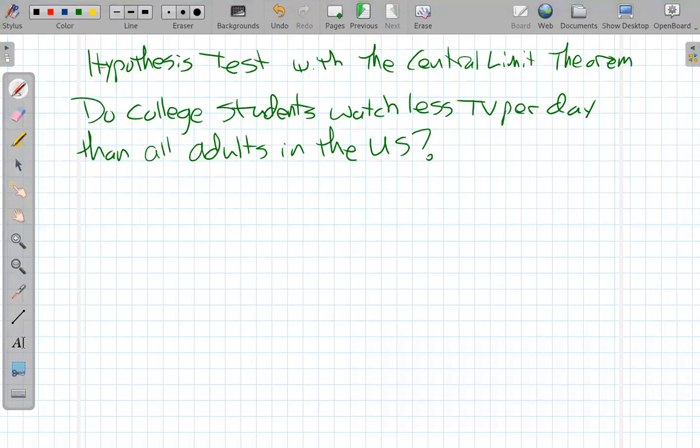All right, let's do a hypothesis test with the Central Limit Theorem. Do college students watch less TV per day than all adults in the US? Now, I don't mention it there, but this has got to be something like averages or medians. And I'm going to go for average.